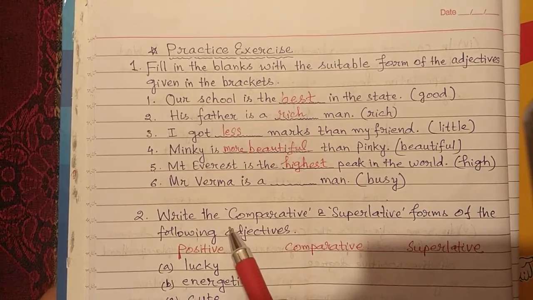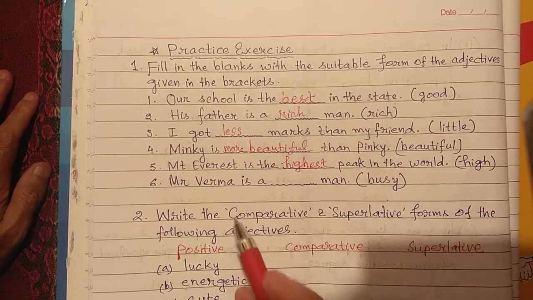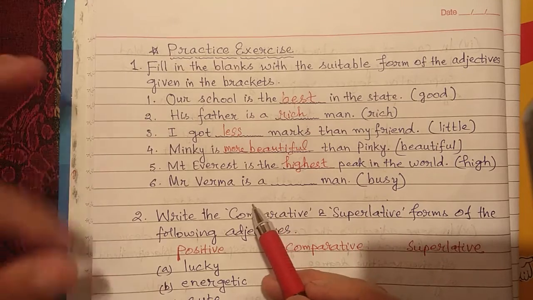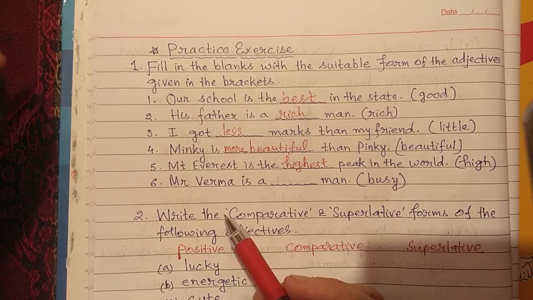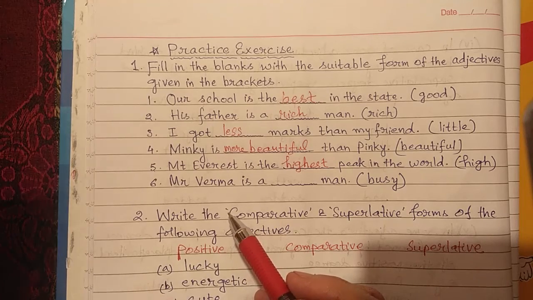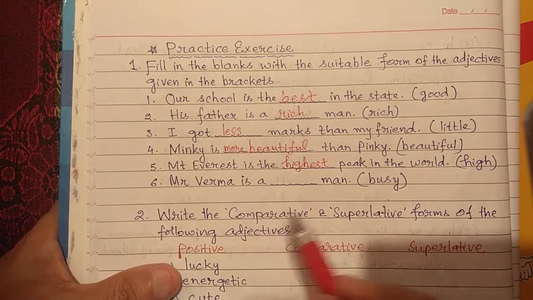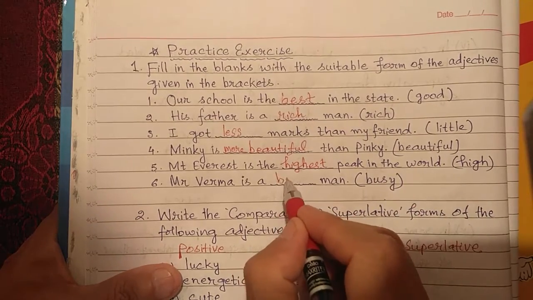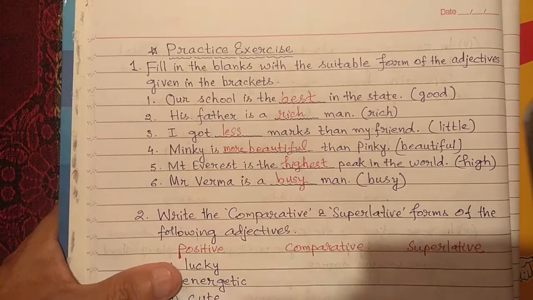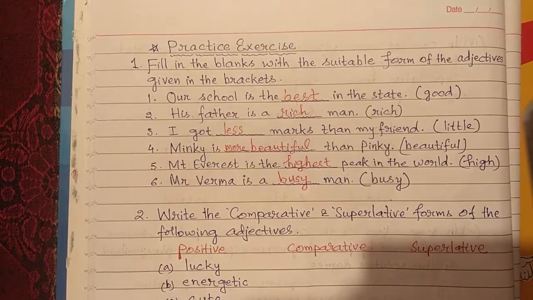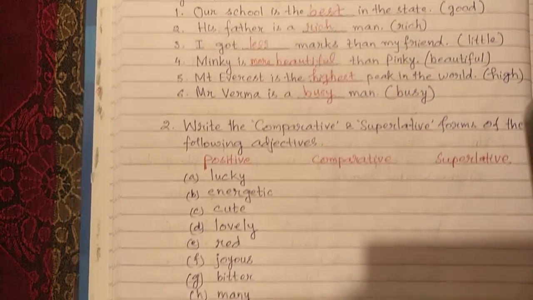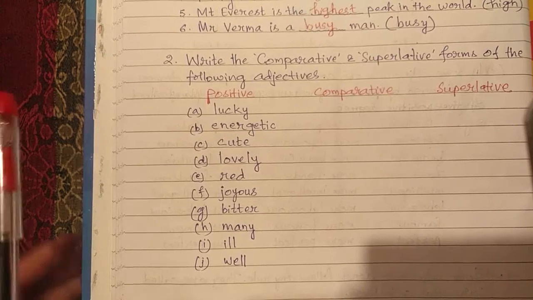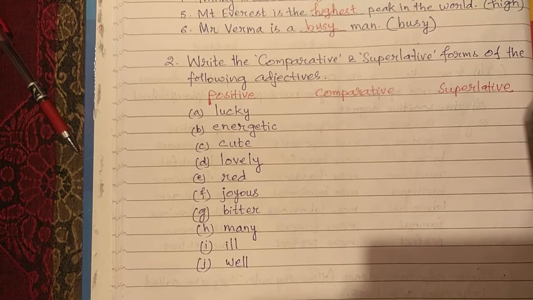Then number 6, sentence 6, Mr. Verma is dash man, busy. Busy is the adjective here. So again here you see Mr. Verma, he is not being compared with anybody. So it is very obvious we will go with the positive degree, and the positive degree of busy is busy itself. So like this we have to write in case you are asked to write in the exam. Okay, now let us see one more exercise.